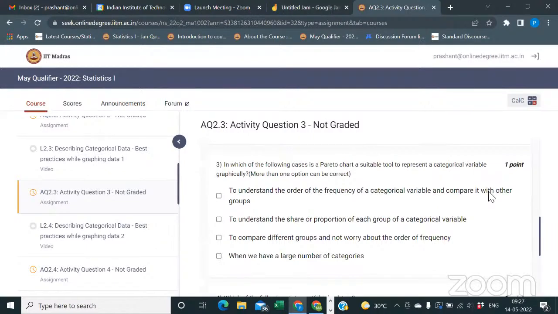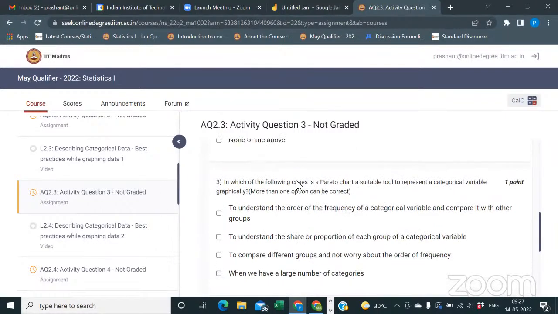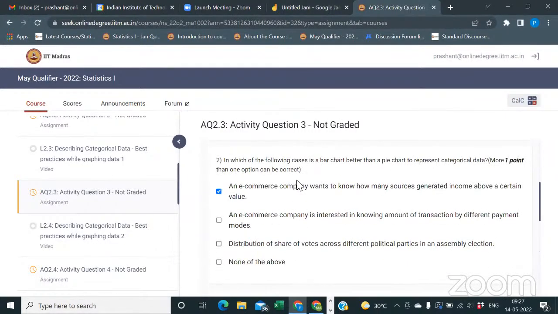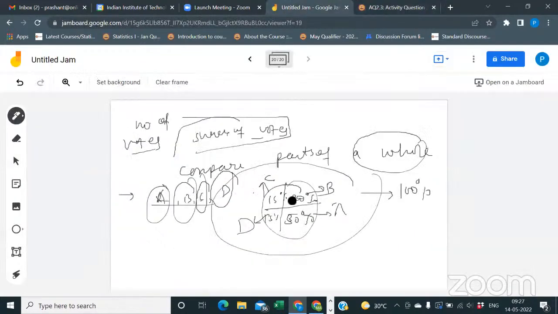Sorry, sir. In the second question, they are showing both the first and second options as true. The second sentence is for the pie chart. In the first question, it is asking for how many sources. In the second question, it is the amount of transaction. Amount of transaction in different modes, sir.